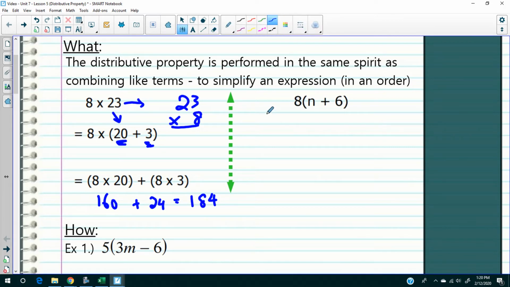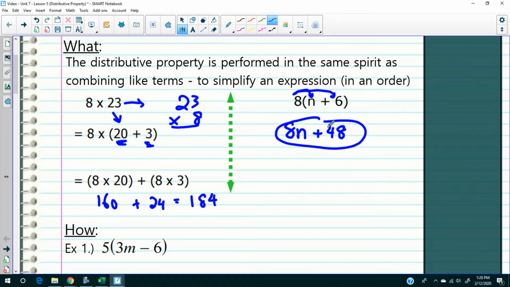So similarly, looking at the right side here, we can distribute. We could do 8 times n. Now, what do you think 8 times n is? Right, 8n. Just 8n. And then times 6. What's 8 times 6? 48, positive. And that's it.